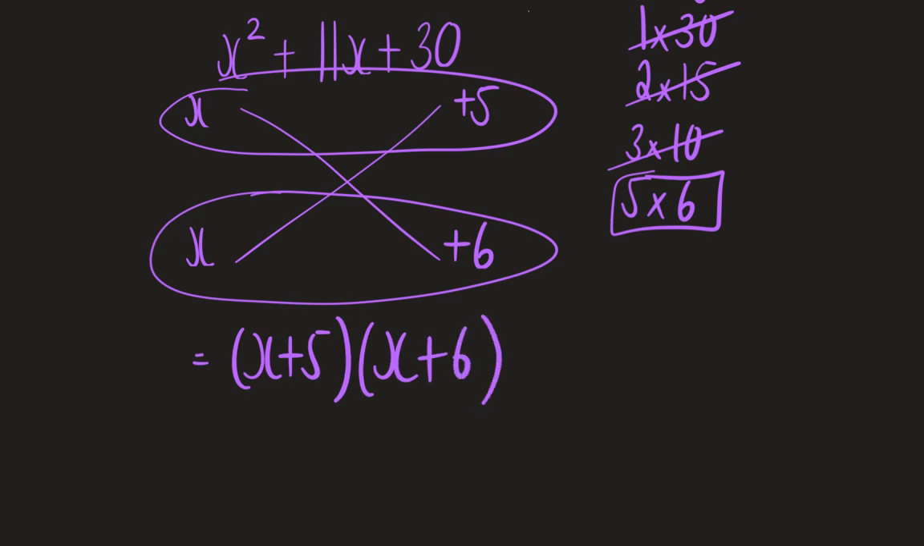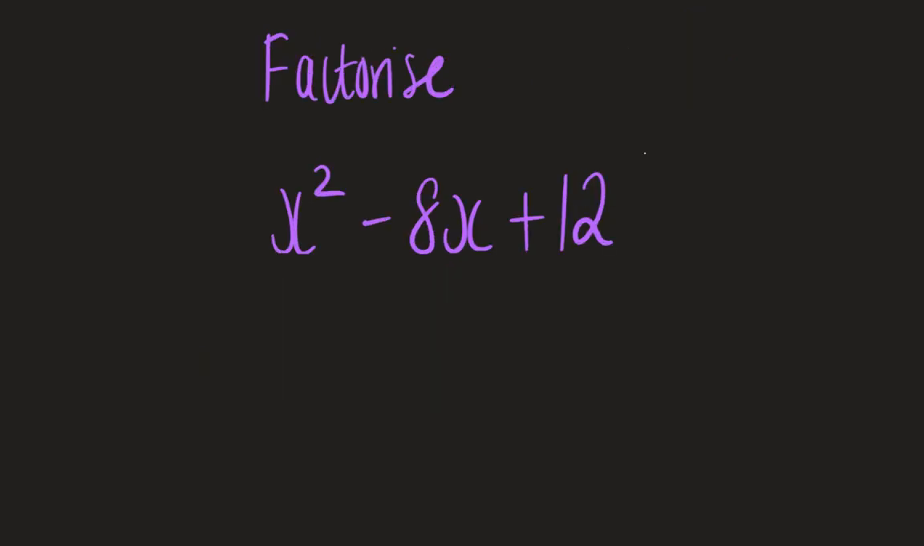The one we just did had all plus numbers, right? Plus 11x plus 30. And that's how we knew we had two positive factors, because there were no negatives involved at all. Okay, next one. Now, whereas this one here has a negative 8. So we want to find two numbers that multiply to give me positive 12 and add to give me negative 8. Well, we do the same steps.